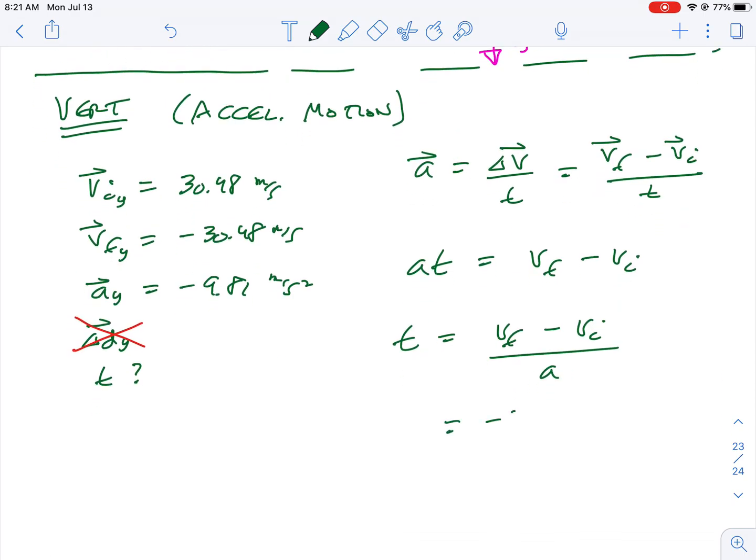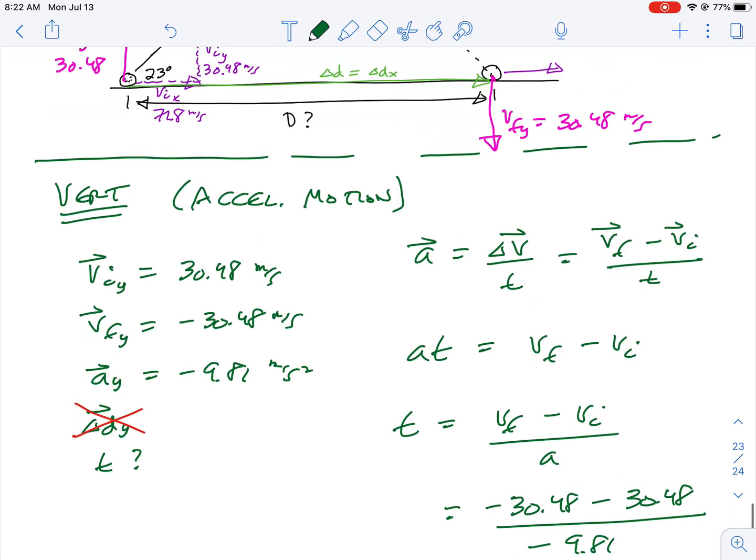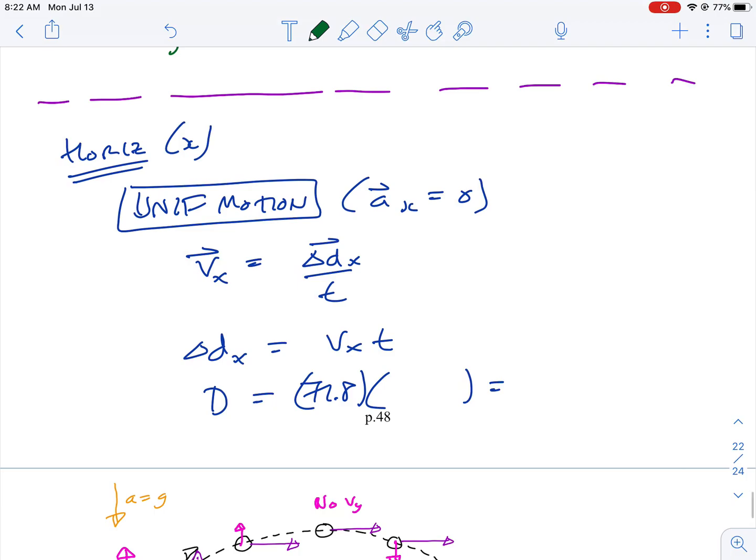Okay, so that's going to be negative 30.48 minus 30.48 all over negative 9.81. And that's about 6.21 seconds. So now we can take that time and bring it back up to here. So that's 6.21. Just multiply that by 71.8. And we get about 446 meters.